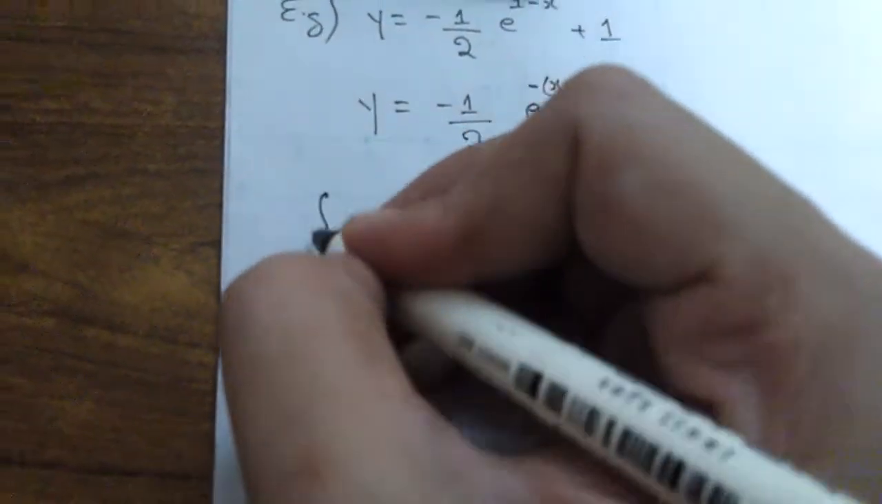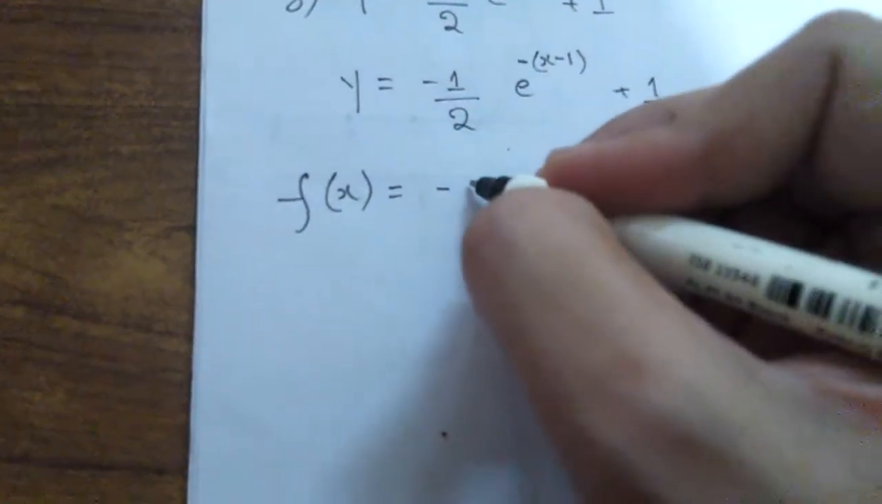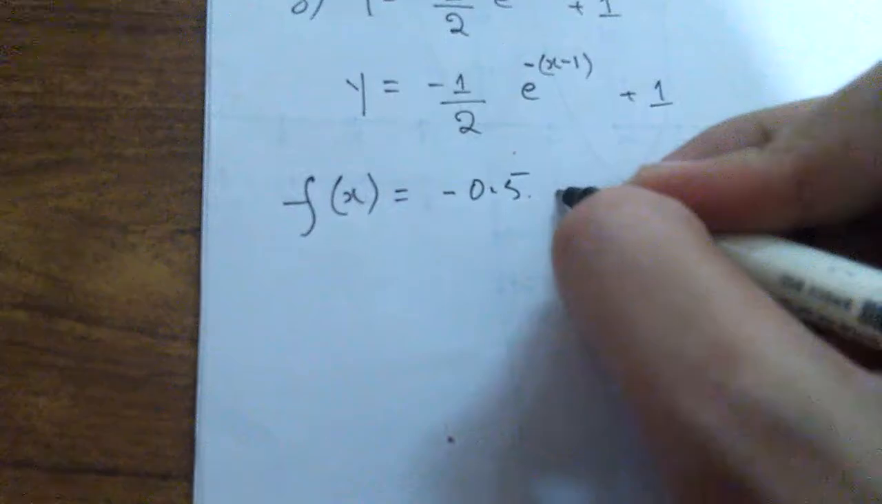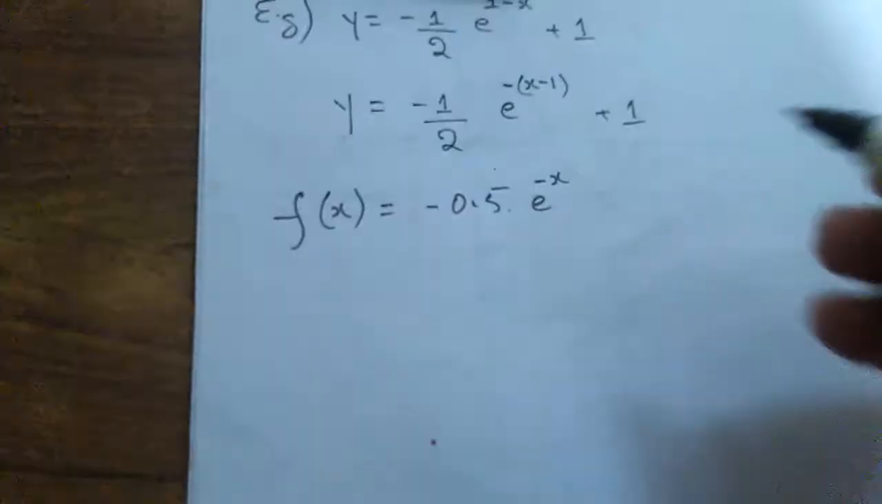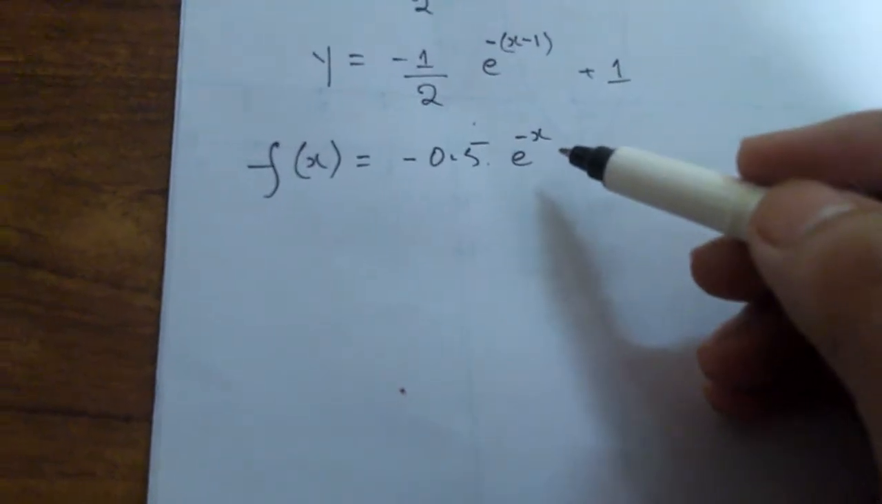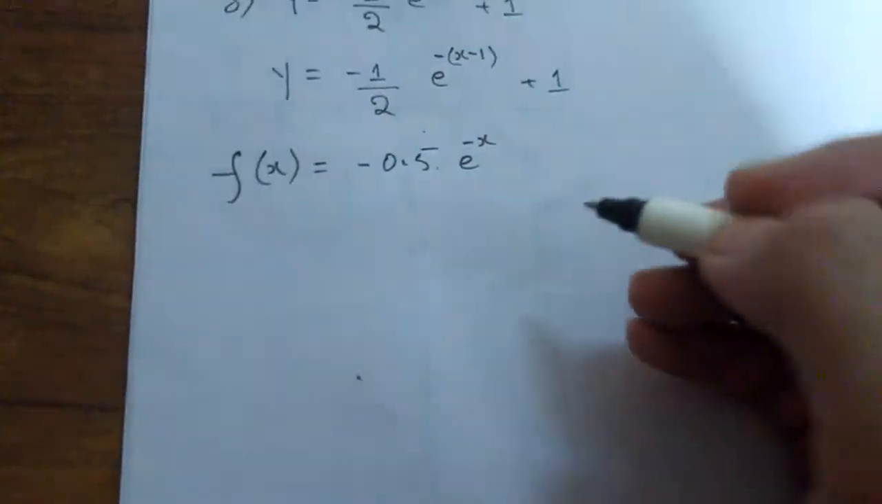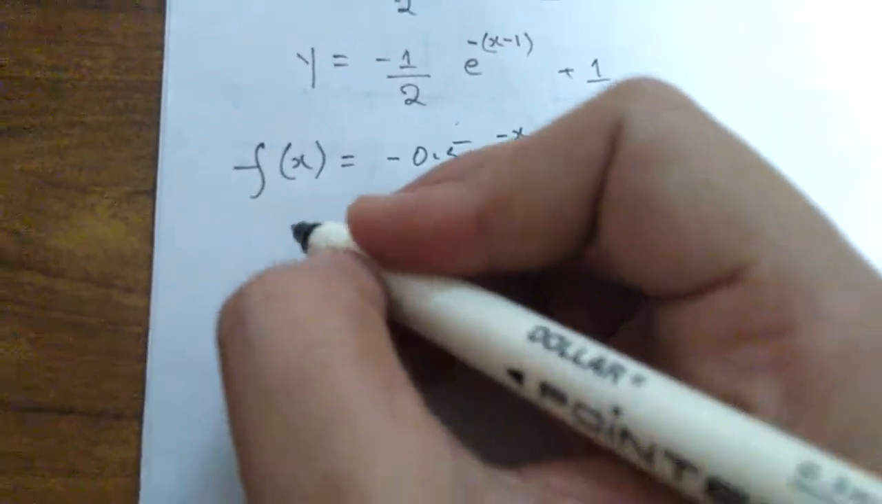Here your f of x is going to be negative 0.5, also you can write half, x power minus x. Alright, this is going to be your exponential, this is going to be your f of x, and on this basis you're going to perform your horizontal and vertical shift.